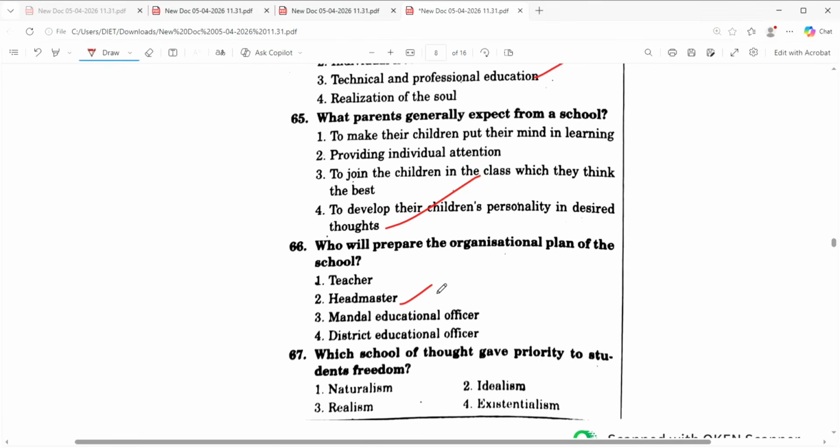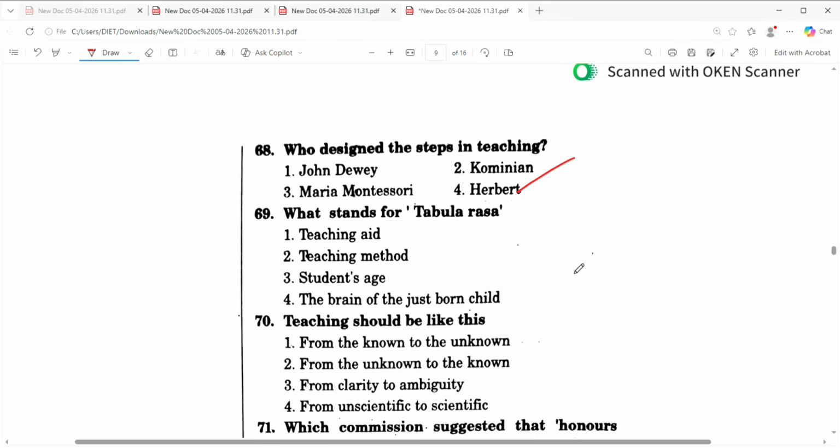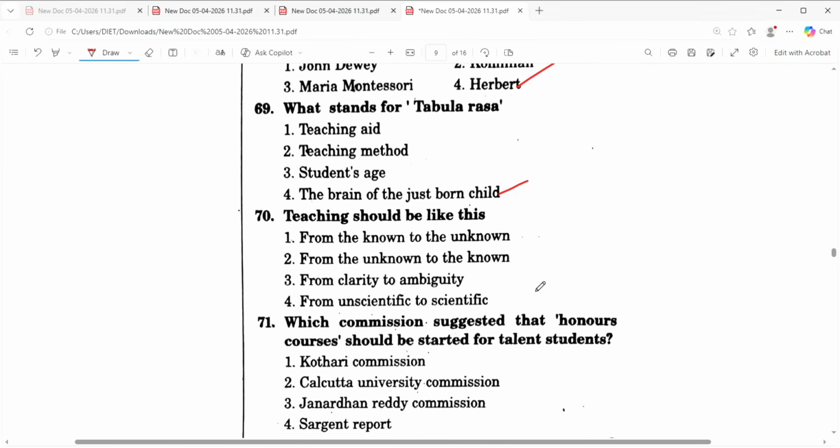This school of thought gave priority to students' freedom. Please guess it. It is nothing but already told that one. It's naturalism. Who designed the steps in teaching? Dewey, Comenius, Maria Montessori, Herbert. The answer happens to be Herbert. What stands for tabula rasa? The brain of the just born child is called as tabula rasa, right? Teaching should be like this: known to unknown, unknown to known, clarity to ambiguity, unscientific to scientific. The appropriate answer is known to unknown.